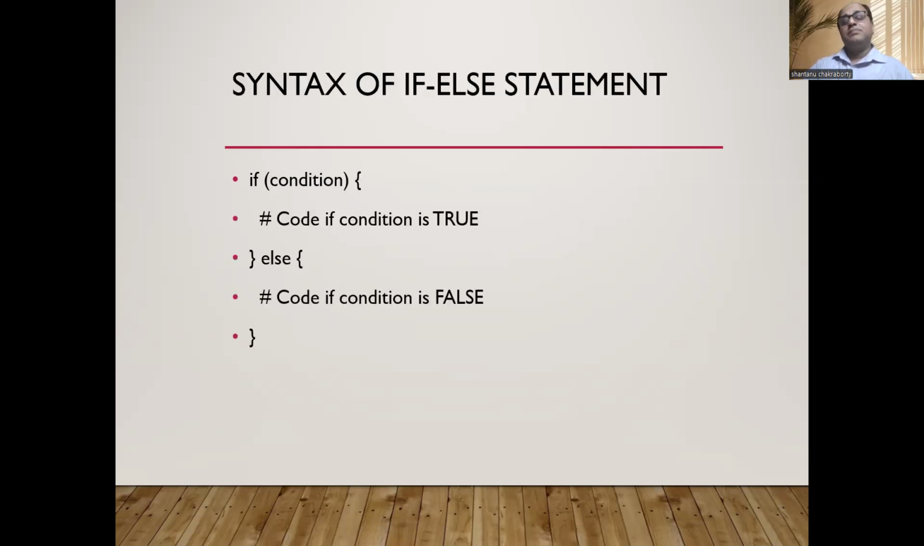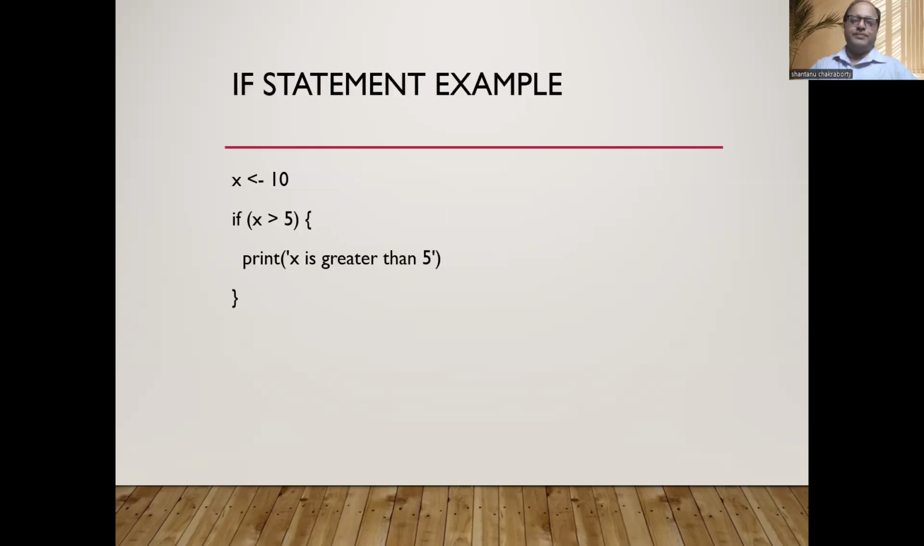First is the if condition statement. If the condition is evaluated and is true, the program will execute the statements present in the true block. But if the condition is false, the control will go to the false block and execute the statements provided in the false block. This is how the syntax of the if-else statement works in R programming.